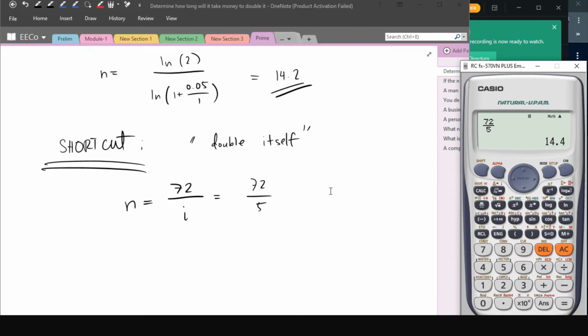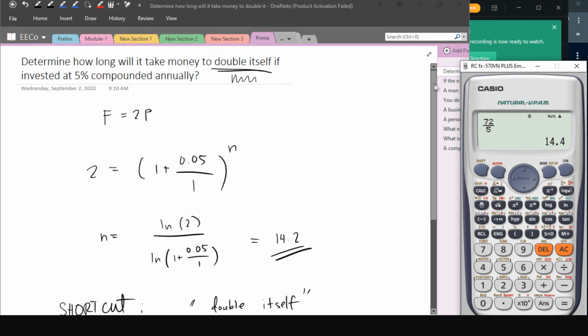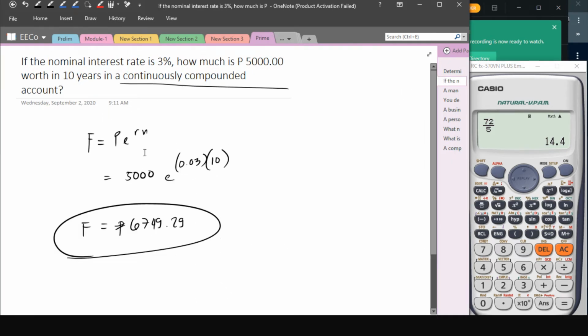Next one. Technique ha. Technique dito. Ang sabi dyan, para madali nyo matandaan to, yung F is equal to PERN. Lagawin yung letter B, yung P.